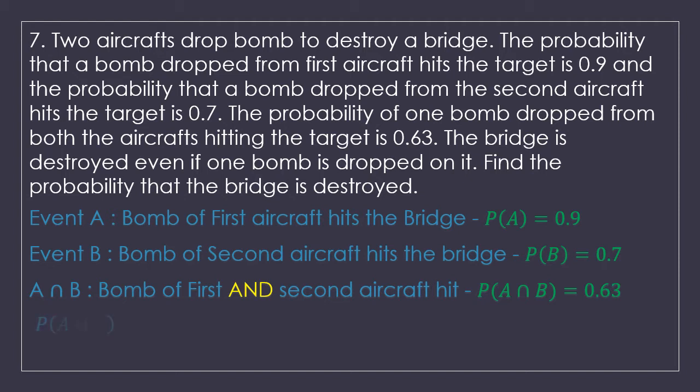What we need to calculate is at least one of the bombs hitting the bridge, that is A union B, that is A plus B minus A intersection B. That would be 0.9 plus 0.7 minus 0.63. Your answer is 0.97. 0.97 is a pretty good probability, almost a certain event that the bridge is destroyed. Rest in peace, bridge.